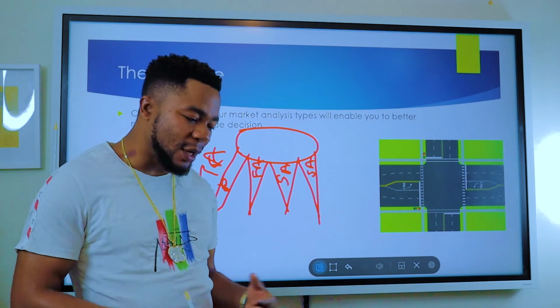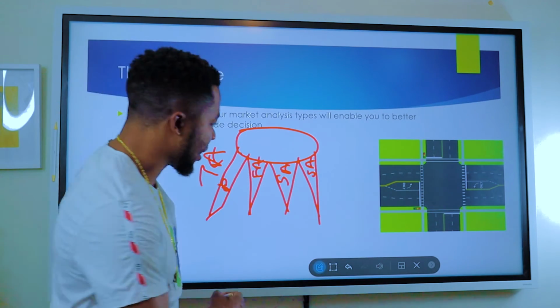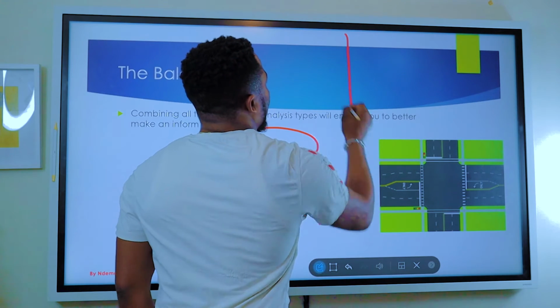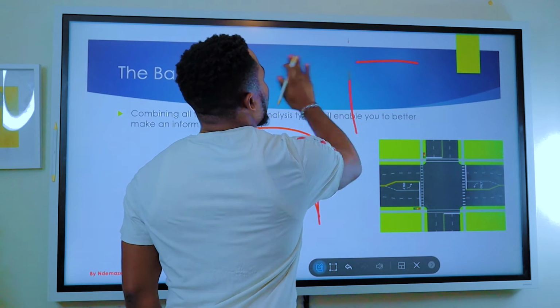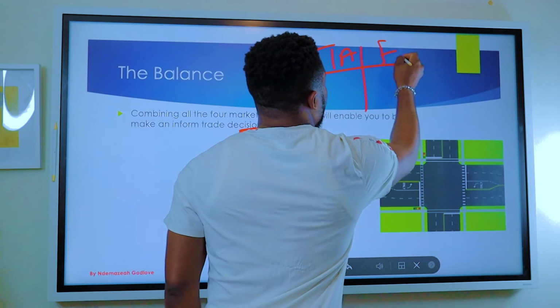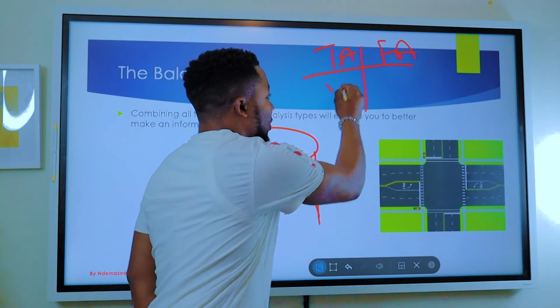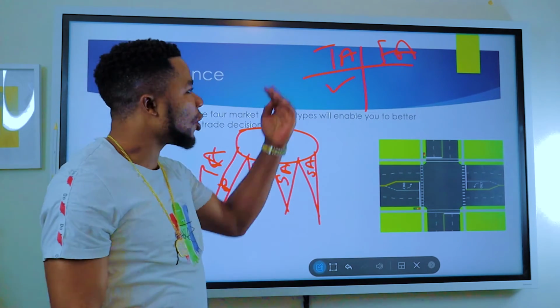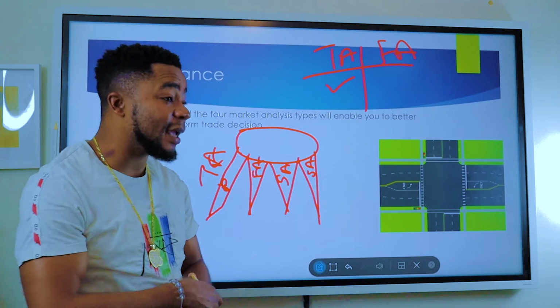All right, you saw support and resistance. Support and resistance is under, let's just put this, technical analysis. Technical analysis is here, and this is fundamental analysis, right? So support and resistance is under what? It's under technical analysis.